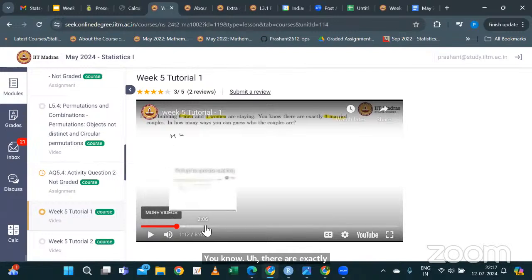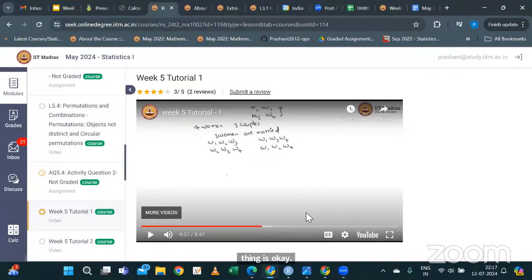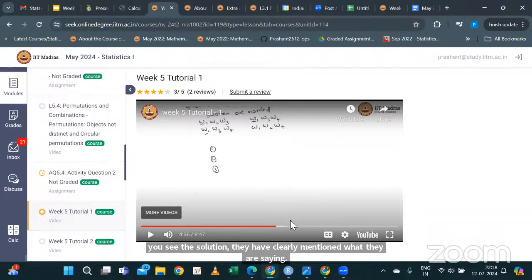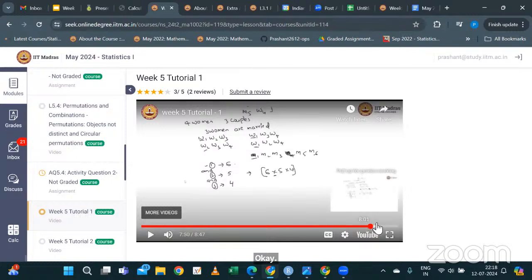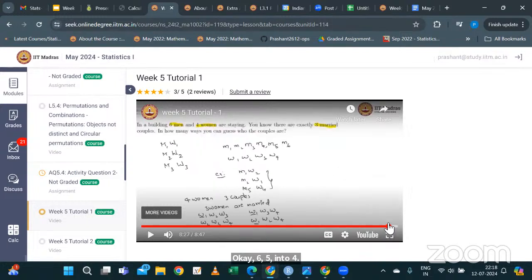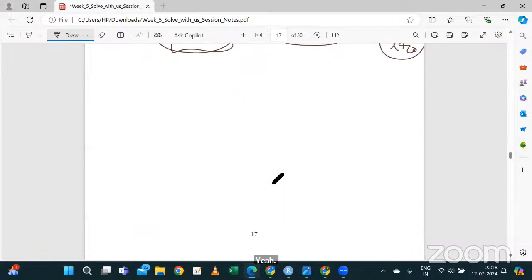If you see the solution, they have clearly mentioned 4 women, 3 couples. Then 6, 5 into 4, and at the last there should be 4, right? 6 into 5 into 4 into 4, right? Yes, sir. I got 6 into 5 into 4, but the into 4 I didn't get.